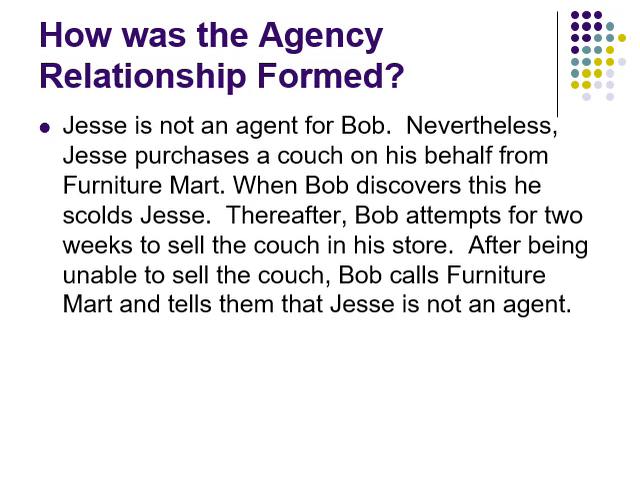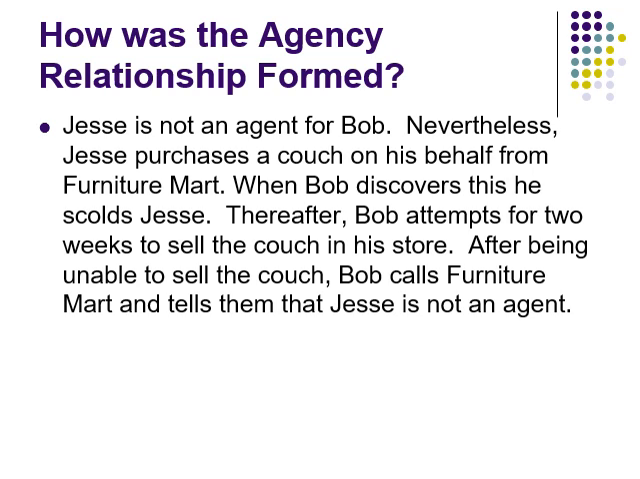How is this formed? Jesse is not an agent for Bob. Nevertheless, Jesse purchases a couch on Bob's behalf from Furniture Mart. When Bob discovers this, he scolds Jesse. Thereafter, Bob attempts for 2 weeks to sell the couch in his store. After being unable to sell the couch, Bob calls Furniture Mart and tells them that Jesse is not an agent. Well, guess what?